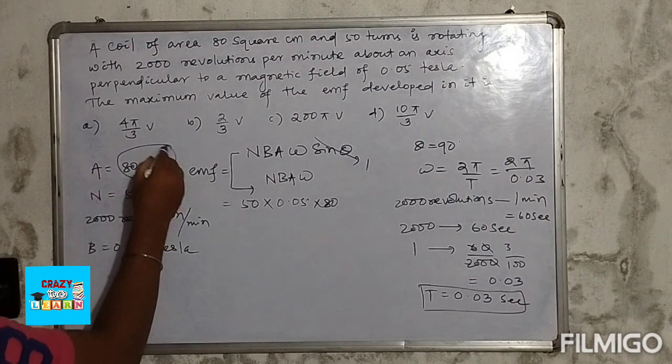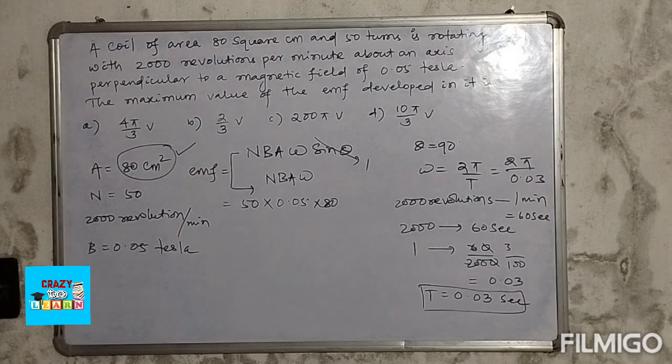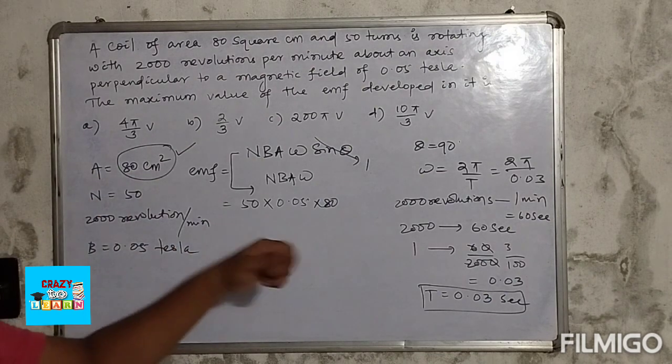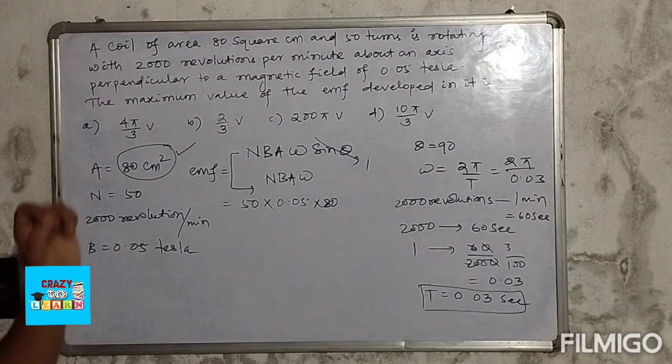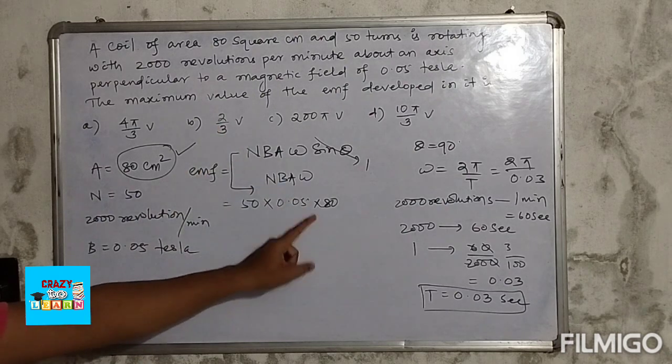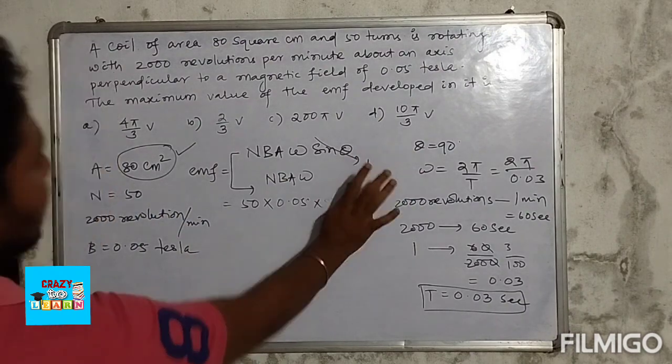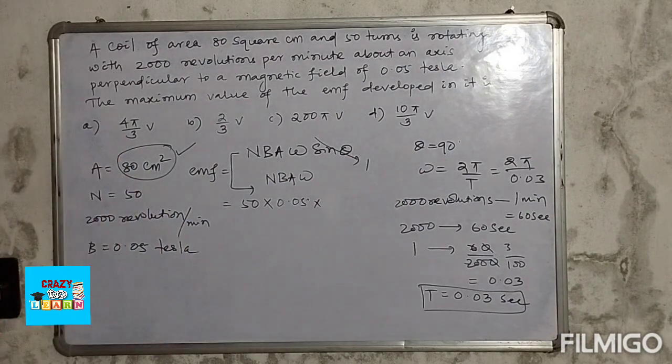80 cm square, it is a CGS unit. So convert it to SI unit. Same mistake I made in my exam. So now erase it. Now we will convert this cm square to meter square.